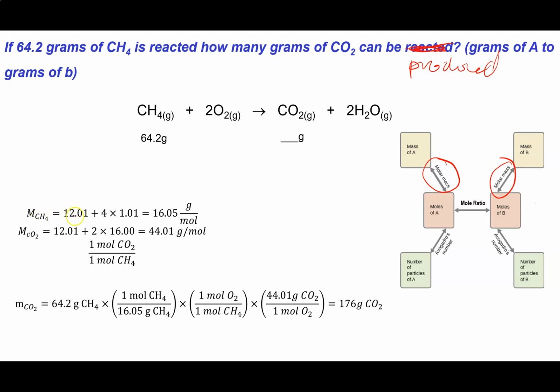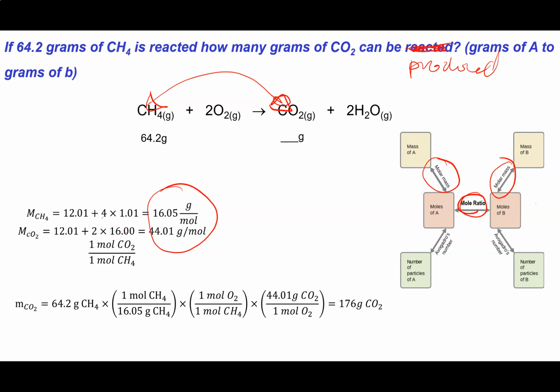For methane, it's just the mass of a carbon plus 4 times the mass of a hydrogen. And for CO2, it's the mass of a carbon plus 2 times the mass of an oxygen. So there are my 2 molar masses. Now I need the mole ratio that relates moles of methane to moles of CO2, and it's very simple in this case. I get 1 mole of CO2 for every 1 mole of methane.